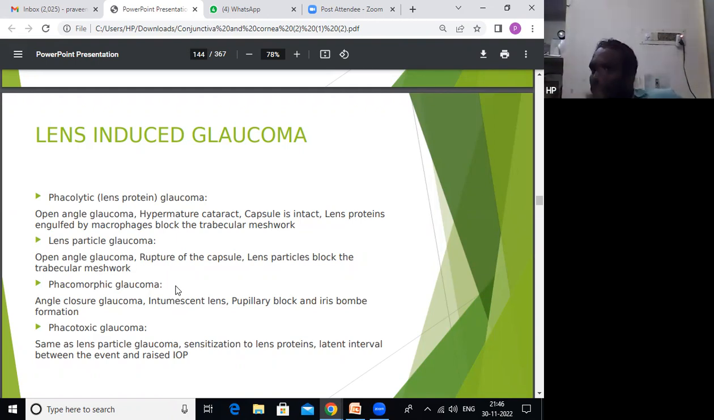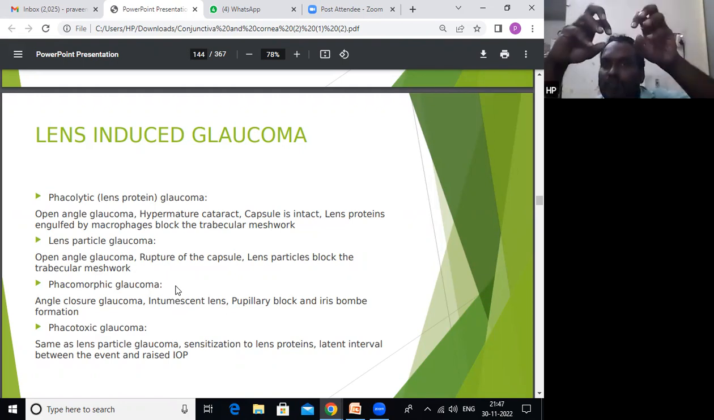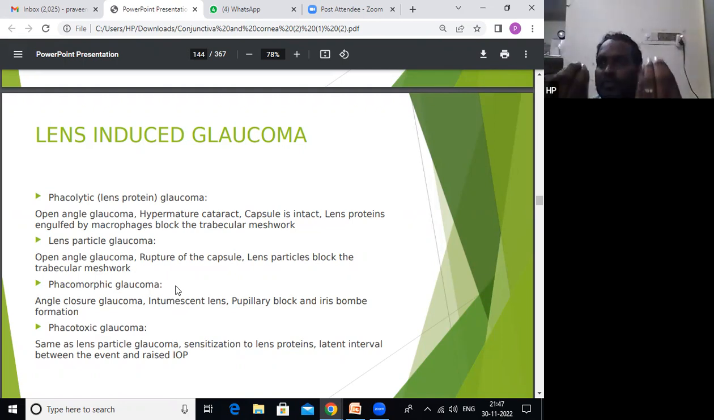So there's a hypermature cataract where there are microscopic defects in the lens capsule. The lens proteins with these microscopic defects will enter into the aqueous. In the aqueous, the macrophages will engulf this lens protein, and these macrophages will go and block the meshwork. That is why there's raised intraocular pressure, but the angle is open. This is happening because of the lysis of the lenticular substance, so it is called phacolytic glaucoma. Phacolytic glaucoma is also called lens protein glaucoma.